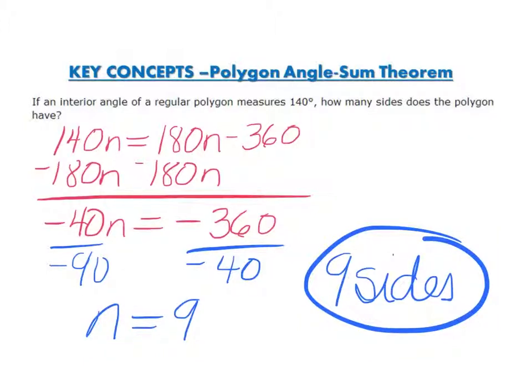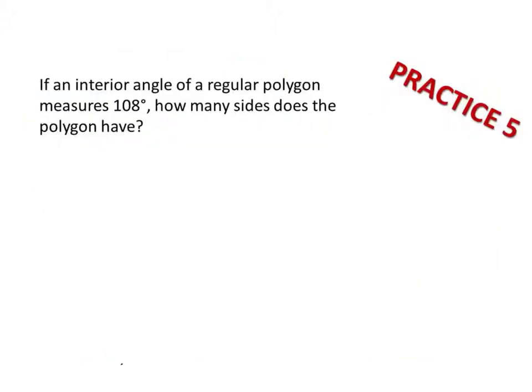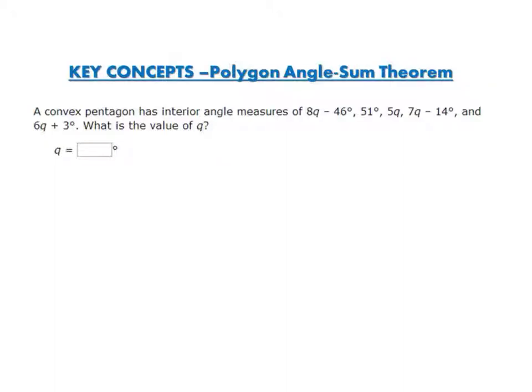Your turn. If an interior angle of a regular polygon measures 108 degrees, how many sides does the polygon have? Last kind of problem. A convex pentagon has interior angle measurements of 8q minus 46, 51, 5q, 7q minus 14, and 6q plus 3. What is the value of q?